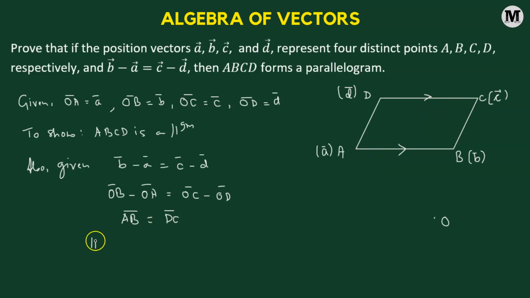Now that means there are two things that we can say about it. That means magnitude wise they are going to be equal to each other. So the length of AB equals the length of DC, and since vector AB equals vector DC and both are in the same direction, we can also say that AB is going to be parallel to DC. So we have successfully shown this implies that ABCD is a parallelogram, hence proved.